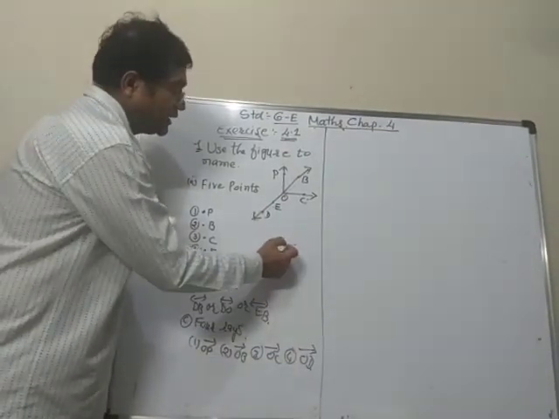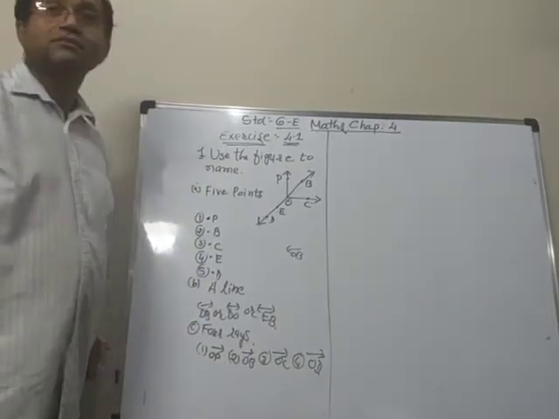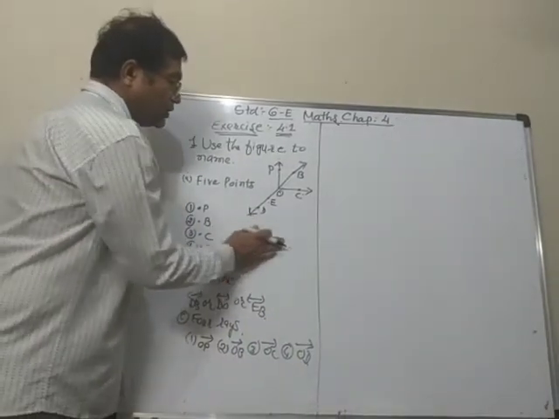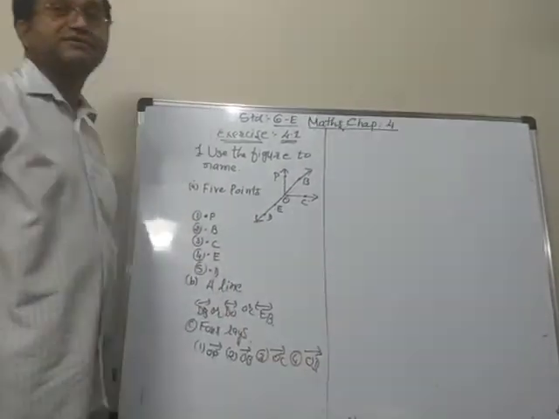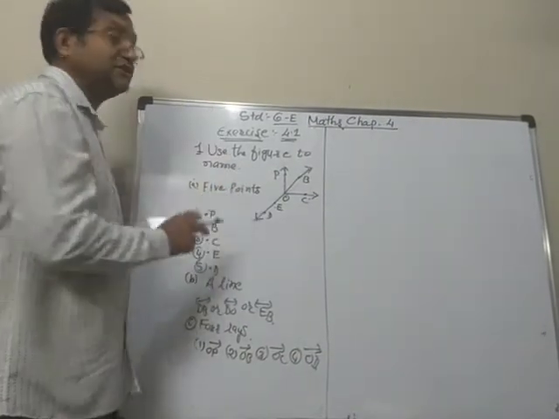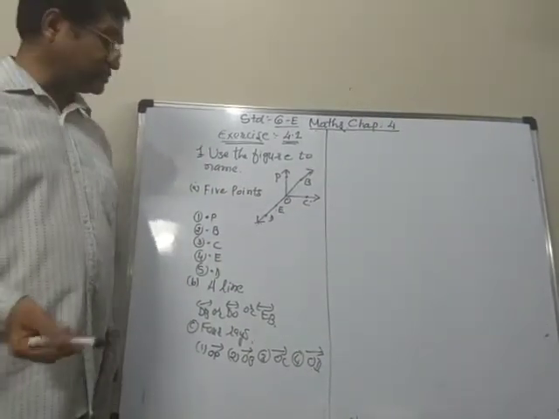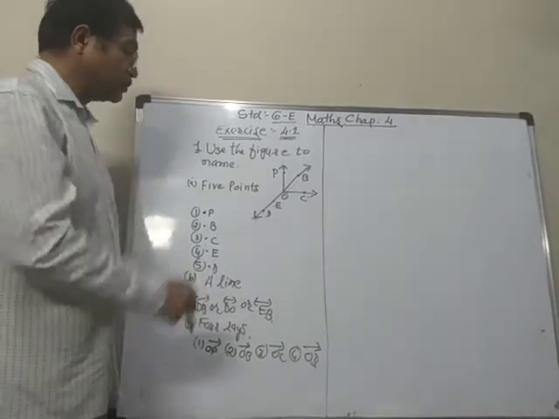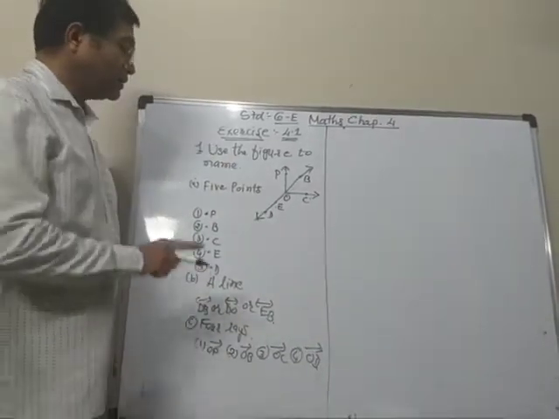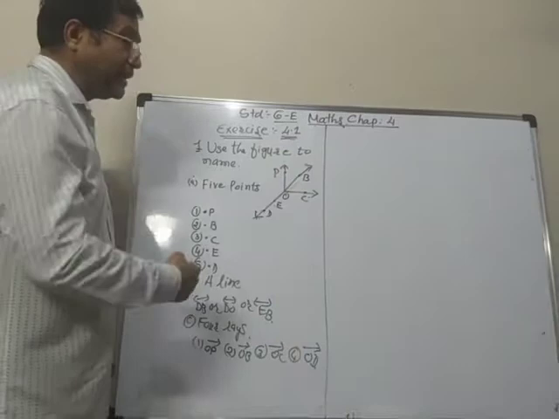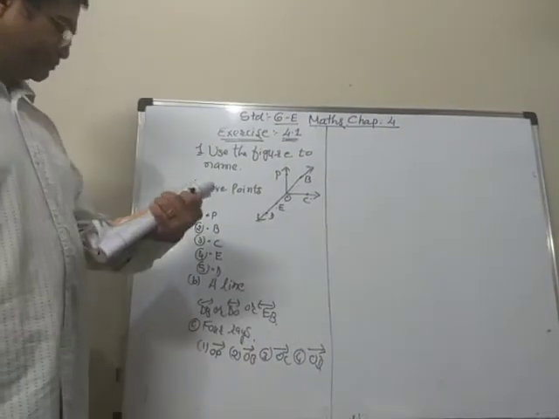We can't write down ray OB like that. A ray is only going in that direction. It doesn't matter which direction it is going in the figure, but you have to write it only in that direction, also from left to right only.